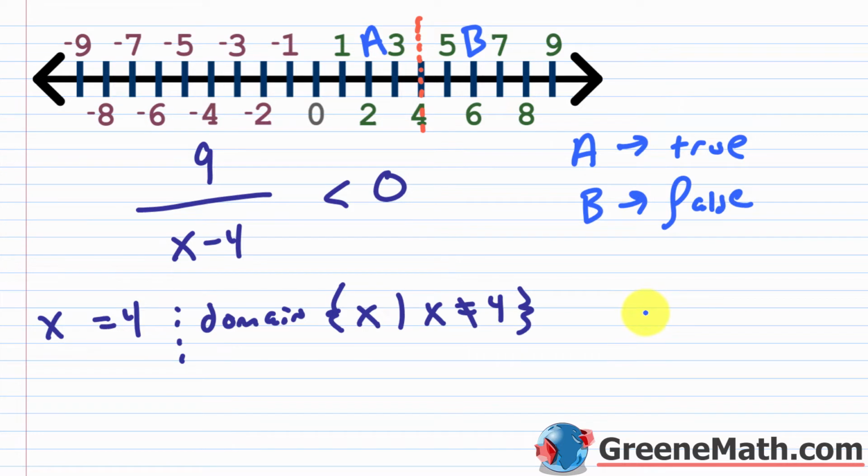Okay, so for this one, again, 4 is excluded, right? It violates the domain because we specifically said here that x can't be 4. That gives us division by 0. So for the solution, x would need to be strictly less than 4.